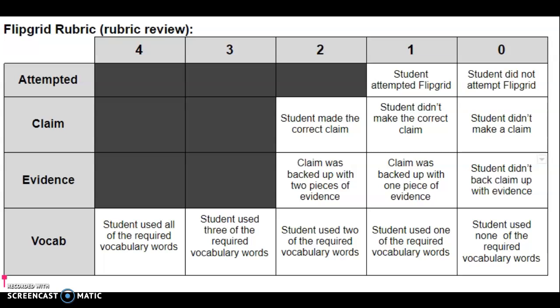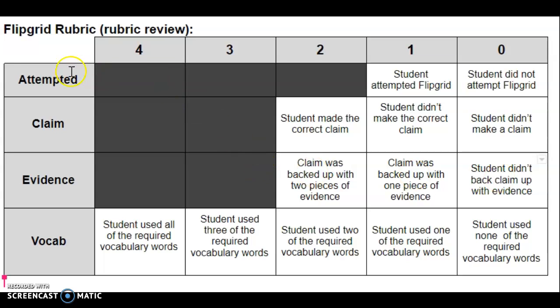I just wanted to quickly review the rubric with you. There are four different sections of the rubric. They are whether or not you attempted the question, whether you had a claim with the question, how you do with your evidence, and whether or not you use the vocab.